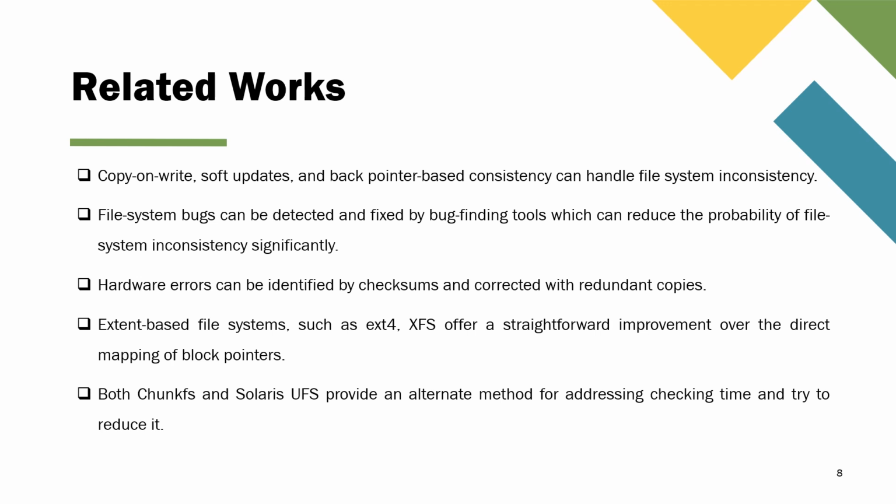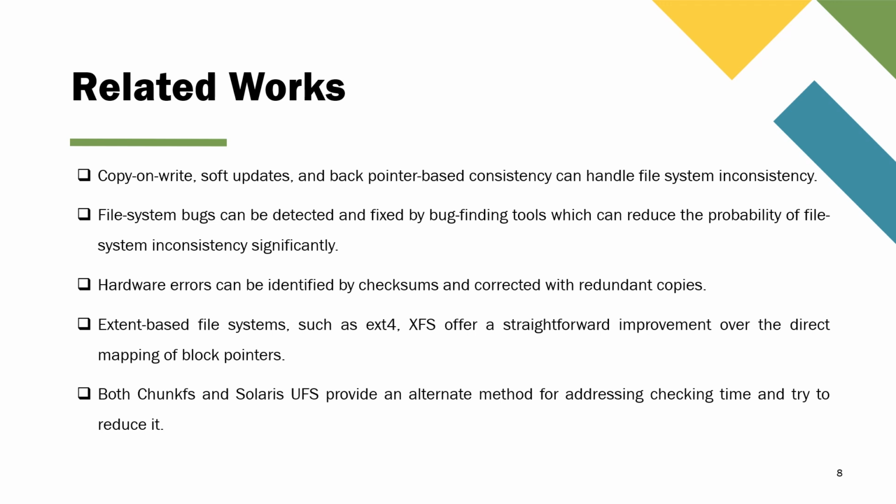The first work: mechanisms like copy on write, soft updates and backpointer-based consistency can handle the file system inconsistency caused by system crashes, but cannot rectify the errors arising from file system bugs and hardware failure. The next work: file system bugs can be detected and fixed by bug finding tools, which can significantly reduce the probability of file system inconsistency resulting from coding errors. But these tools have not been able to remove all bugs from the file system.